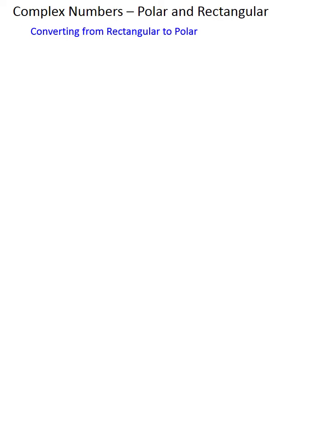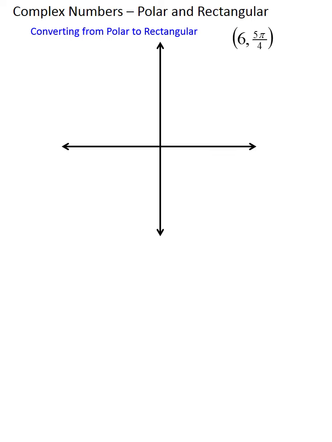Let's turn our attention to converting the other way, this time being given a polar complex number. So here's a complex number in polar form, and we're being asked to convert it into rectangular. Again, the only way to convert is to have a good picture of where this point is, so let's analyze that. 5 pi over 4 turns out to be 225 degrees.